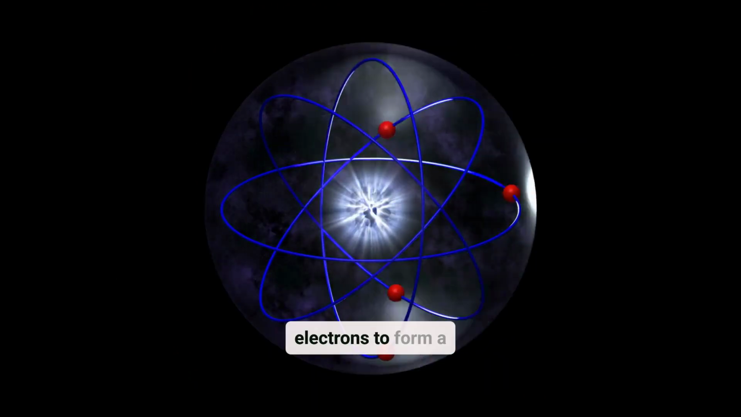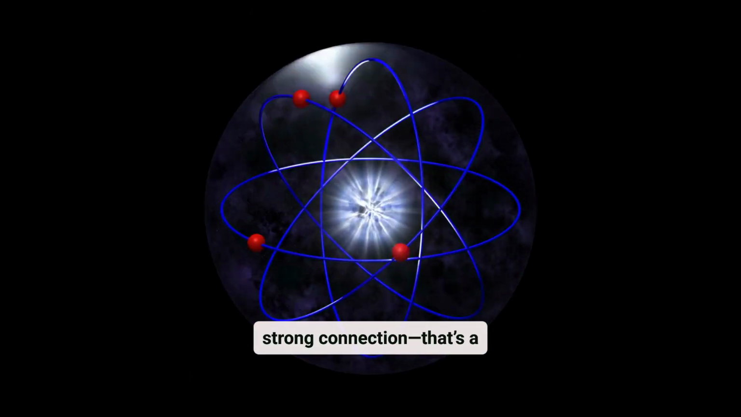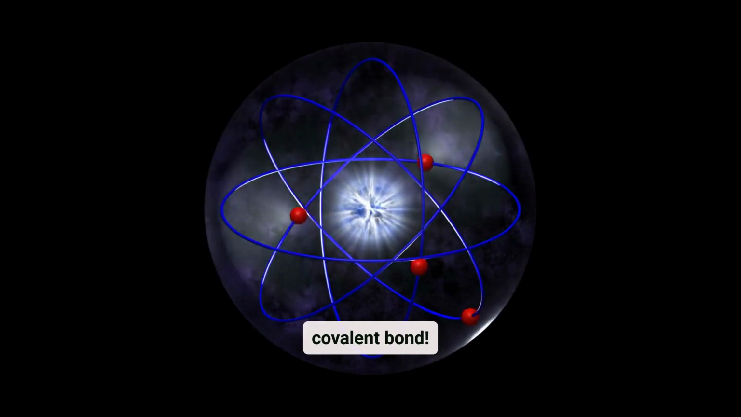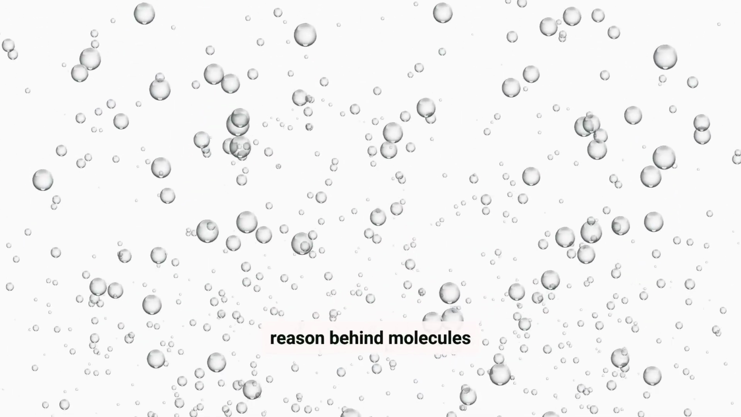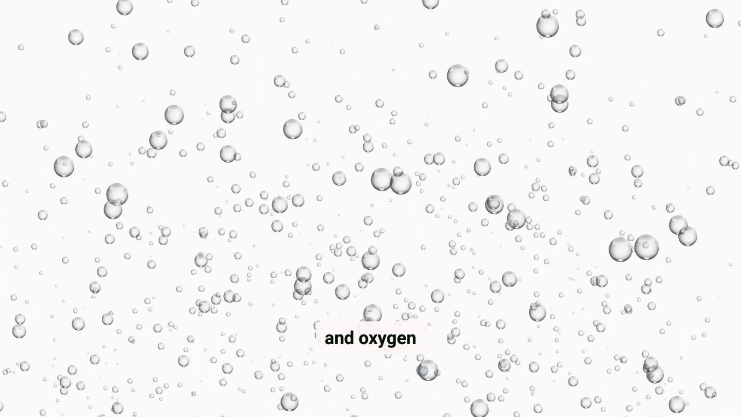Imagine atoms sharing electrons to form a strong connection. That's a covalent bond. These bonds happen between non-metal atoms and are the reason behind molecules like water, H2O, and oxygen, O2.